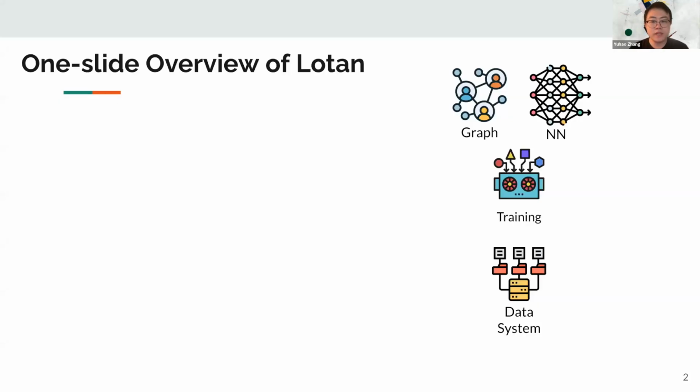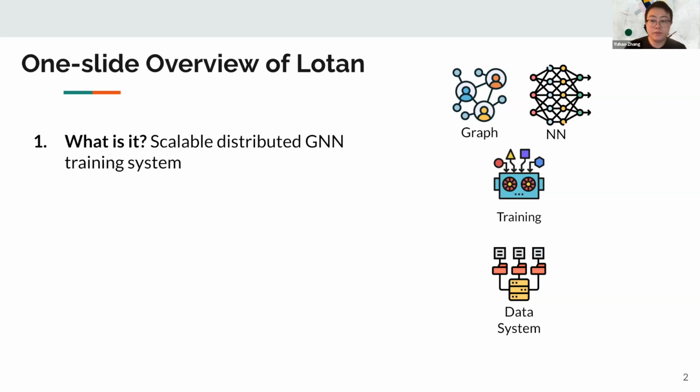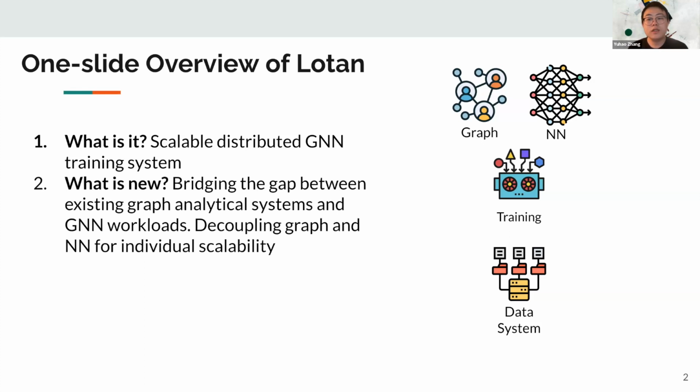First, let me give you a one-slide summary of this system. What is it? LOTEN is a scalable distributed graph neural network training system. Through this work, we try to bridge the gap between existing graph analytical systems and GNN workloads. The main idea is to decouple graph processing and neural networks for separate scalability, and our experiments showed that LOTEN is indeed the most scalable system among the ones we tested.